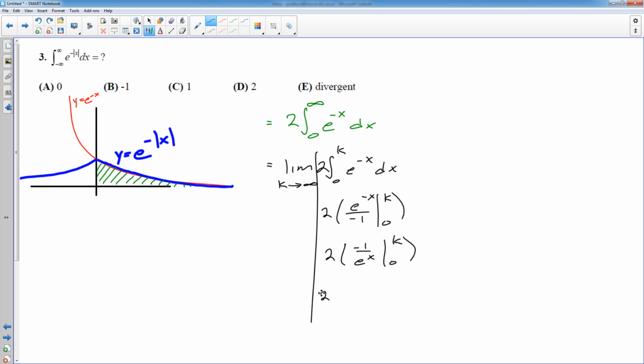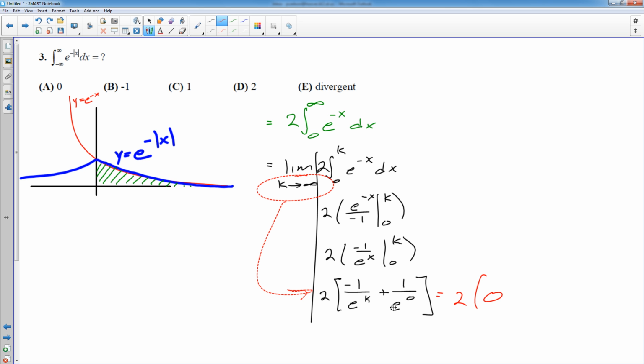And finally, I can evaluate that. That's negative 1 over e to the k minus a negative 1 over e to the 0. And then remember, we are evaluating this as k approaches infinity. So as k approaches infinity, that would be 2 times 1 over infinity, which is 0. E to the 0 is 1. 2 times 1 is 2. So there's your number 3.